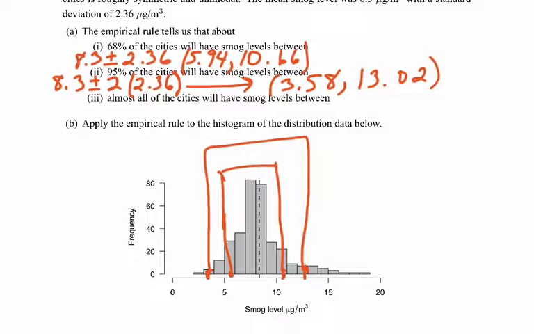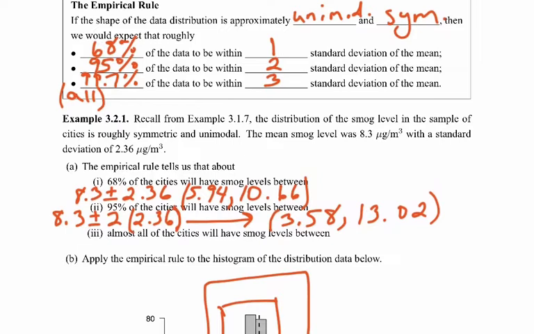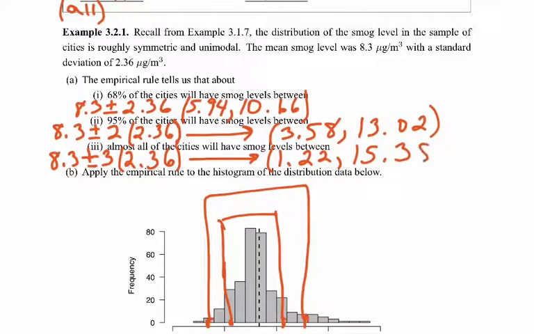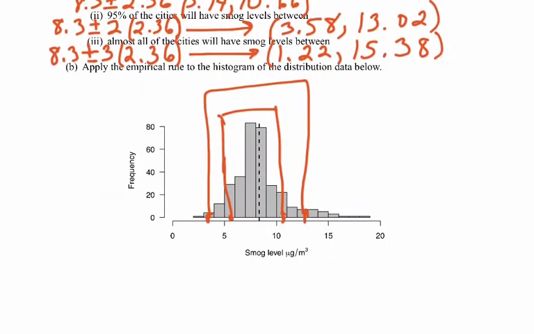Almost all of the cities will have smog levels within 3 standard deviations. Technically, it's 99.7 and some change percent, but for estimation purposes, it's almost all of the data, almost 100%. So again, we can go back to the 8.3 and add and subtract 3 standard deviations, or we can take the previous value of 3.58, subtract 1 more standard deviation for the lower bound, we get 1.22, add a standard deviation to the upper bound, we get 15.38. And so that means in terms of our sample, almost all of the data is between those two numbers.